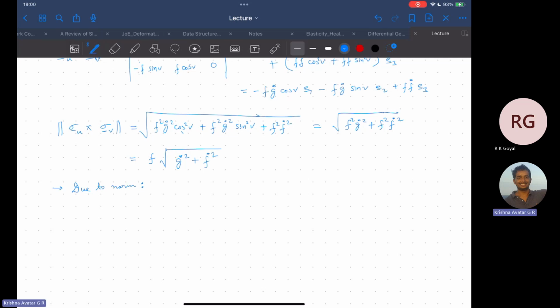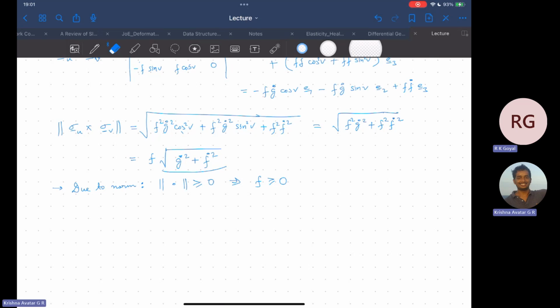So due to the norm, we know that the norm is always greater than or at least equal to 0, right? So what we see is that this term is of course positive, because it's the square root of g dot squared plus f dot squared. So we need to worry more about f, which means that due to the norm, f must be a non-negative number, that is, f should be greater than or equal to 0. So we have figured that out.